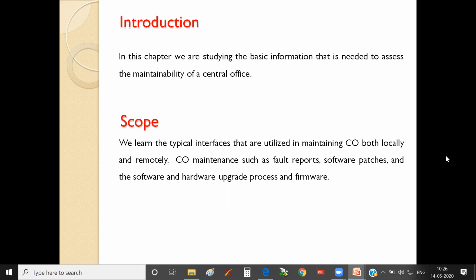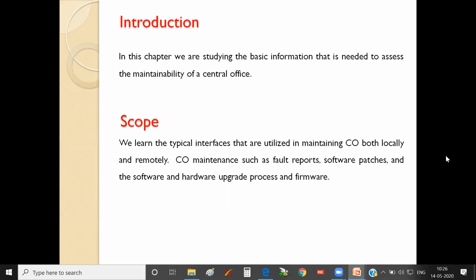When you look at the scope of this module, we learn the typical interfaces. As I said, the departments are connected directly to the central office. Say, for example, in SGVIT the principal's office acts as the central office. We have different departments, and all departments are connected directly to the central office. That particular connection is called an interface, how we have interfaced the departments to the central office. The actual maintenance happens at the central office only. So here we are going to learn about the typical interfaces that are utilized in maintaining the central office, both locally and remotely.